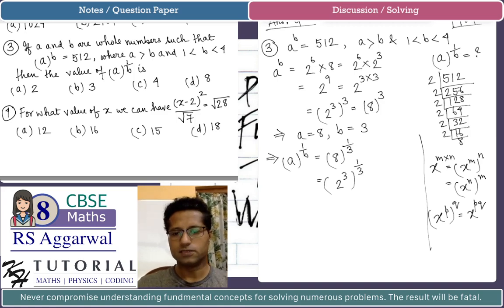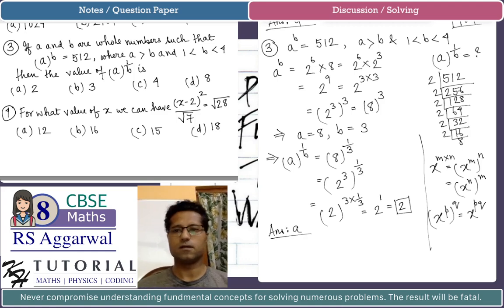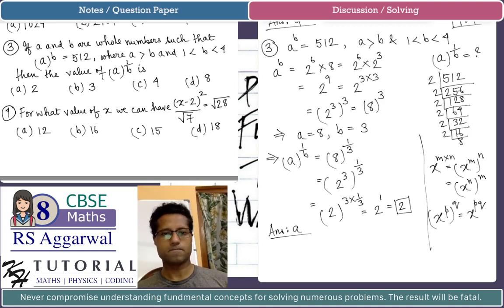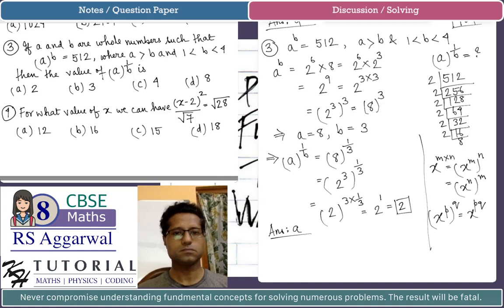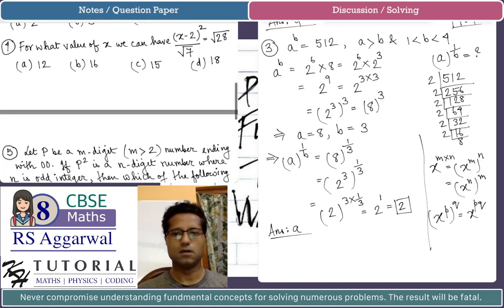So we can say that this will be equal to 2 to the power 3 multiplied by 1 by 3. This is 2 to the power 1. This is 2. So the answer is 2. So the correct choice is A. Okay, let's do problem number 4.